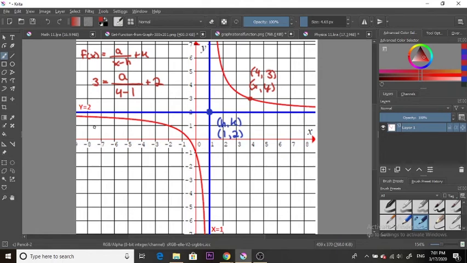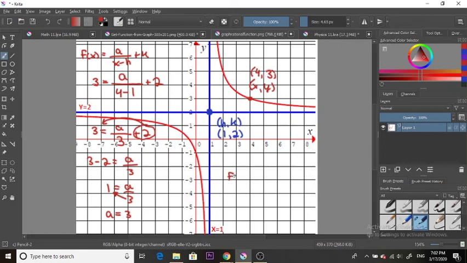So now what we're going to do is solve for a. We do 4 minus 1 on the bottom, so that becomes 3 plus 2. Now we're going to bring this 2 over to the other side. It's going to become negative 2, so it becomes 3 minus 2. It's equal to a over 3. This will just become 1, a over 3. And then the last step is we multiply that up. So we now know that a is equal to positive 3.